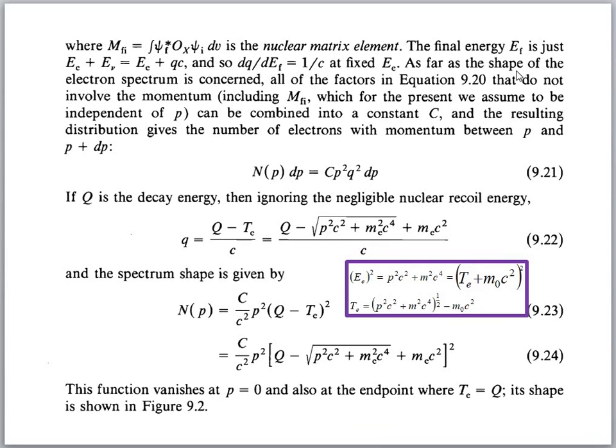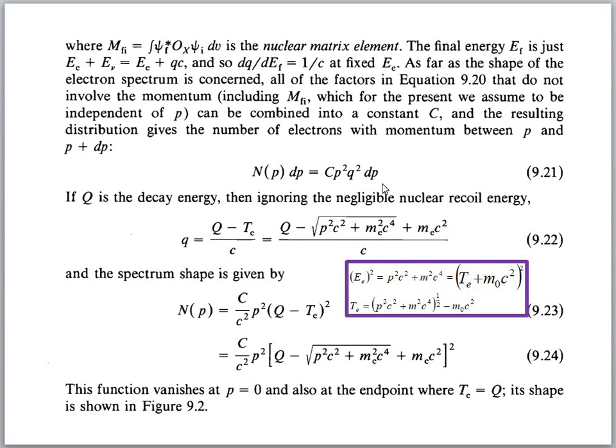So when we observe the shape of the electron spectrum, its contribution from Mi can be neglected. All these terms are approximated into constant terms, and the constant is taken as C. The energy distribution N(p) dp is given by C p² q² dp, with C containing all the constants, so N(p) dp can be written as C p² q² dp.